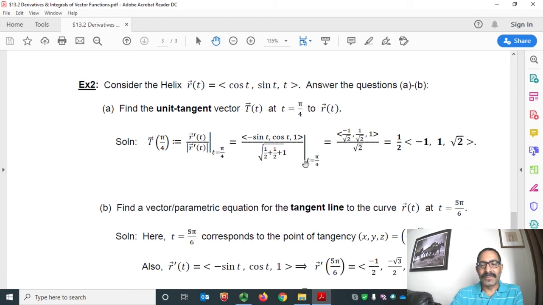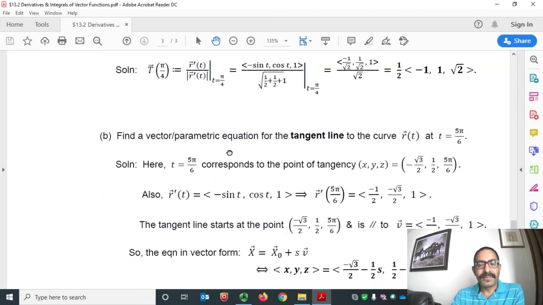And we evaluate at t equals pi over 4 for the numerator. In the next step, minus sine of pi over 4 is minus 1 over radical 2, cosine pi over 4 is 1 over radical 2, and 1, all over the magnitude, which turns out to be radical 2. Then put 1 over radical 2 outside, and 1 over radical 2 times radical 2 is 1 over 2, then minus 1, 1, and then radical 2. So this is the unit tangent vector at t equals pi over 4 to the given helix.